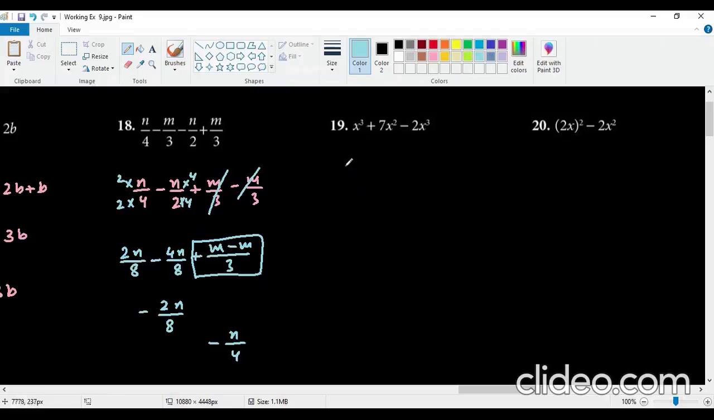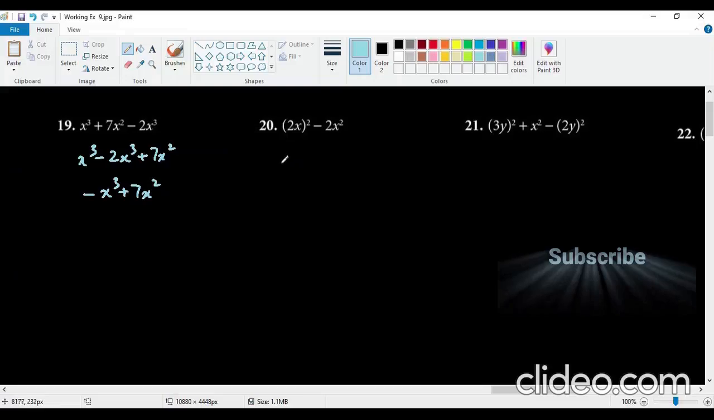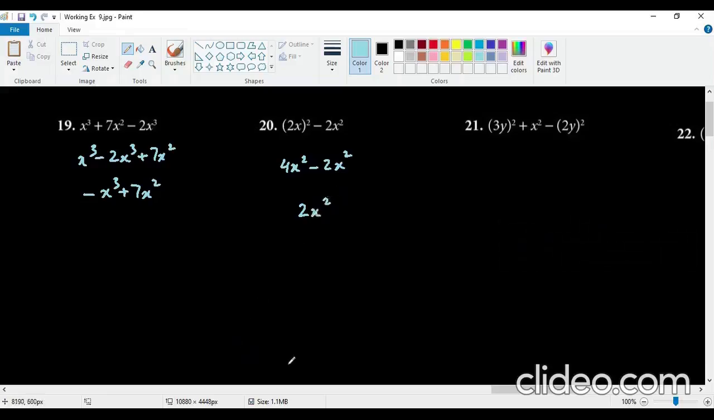Moving on to question number 19. In here, you have x cube minus 2x cube, and plus 7x square is going to be separate. X cubes are like terms, so I will write minus x cube plus 7x square as an answer for question number 19. Now comes question number 20. In here, 2x square, that means it's going to be 4x square minus 2x square. So 2x square is subtracted from 4x square, so it's going to give you 2x square as an answer.